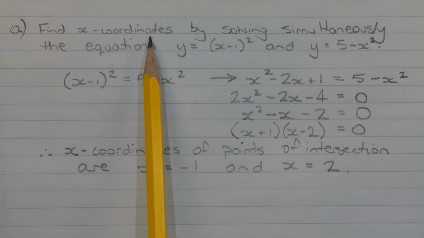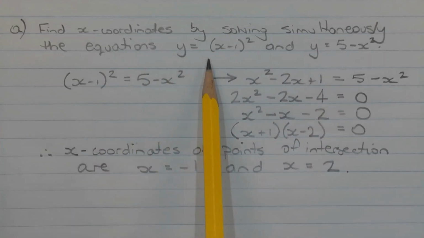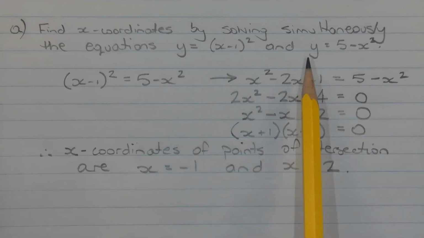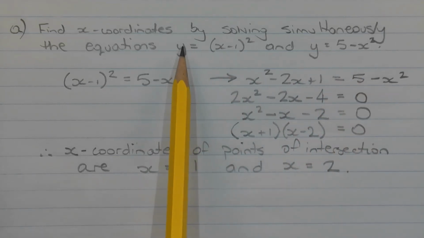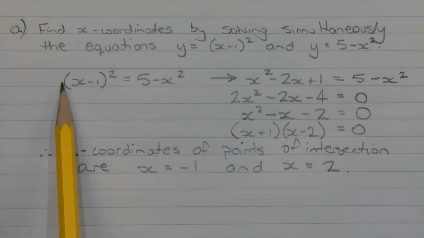Find the x coordinates of the points of intersection by solving simultaneously the equations y equals (x minus 1) squared and y equals 5 minus x squared. Because the left-hand side of both equations is the same variable, y, we can equate the right-hand side of both equations, effectively using the substitution method of solving simultaneous equations. So (x minus 1) squared is equal to 5 minus x squared.